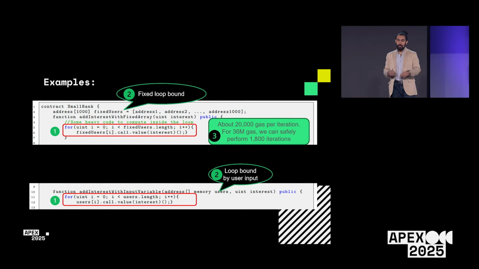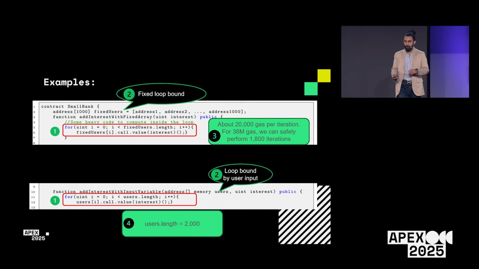Then, based on the current gas limit, we can estimate the maximum number of iterations that a specific loop can perform before running out of gas. I believe the current block gas limit for Ethereum is 36 million gas, and that specific operation inside the loop consumes about 20,000 gas. So we can safely perform about 1,800 iterations in the loop before running out of gas and before it becomes problematic.